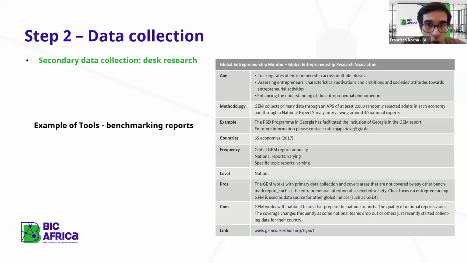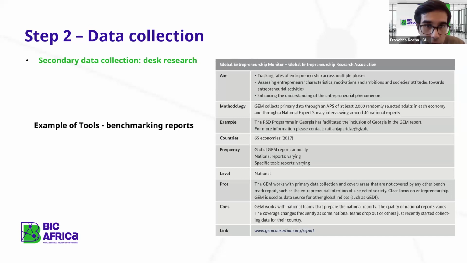Some examples of what can be relevant for us concern a specific program in Georgia that facilitated the inclusion of Georgia in a report. So this is an example of how the report was relevant for Georgia at the time. You can see there the number of, in the specific case of countries that we can compare the data with. So in this case, in 2017, there were 65 economies. In 2022, there were 50. So we'll see that there are many economies where we can compare data from.